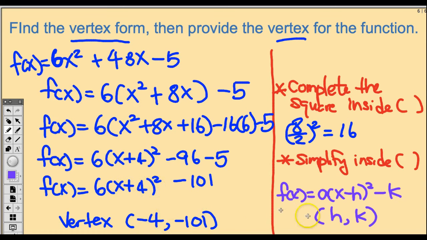So this is negative 4, but then the, oh shoot, I said negative k. This is plus k, and so this is positive k. So this whole thing, negative 101, that's going to be your k. So I hope you understand this question. Now I'm going to go ahead and move on to the next question.